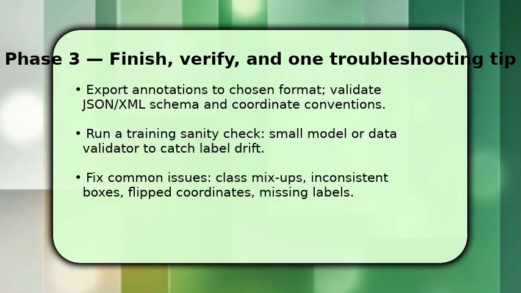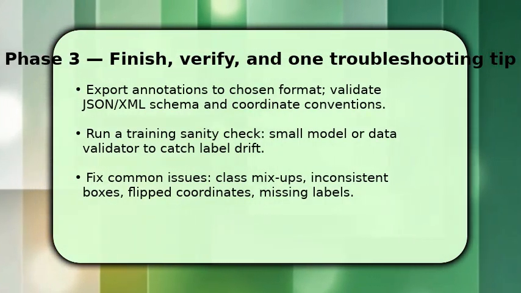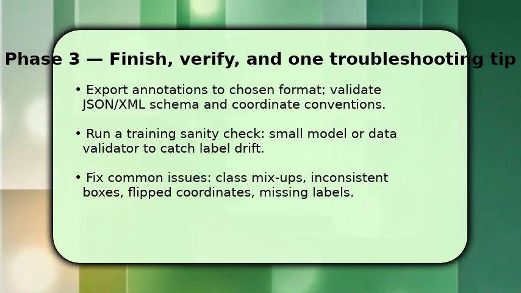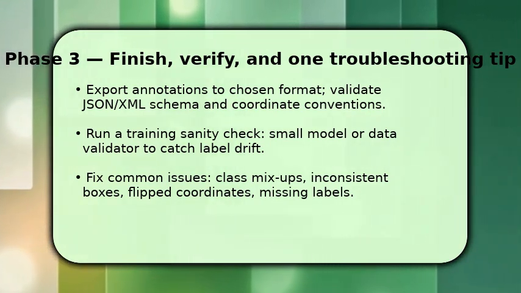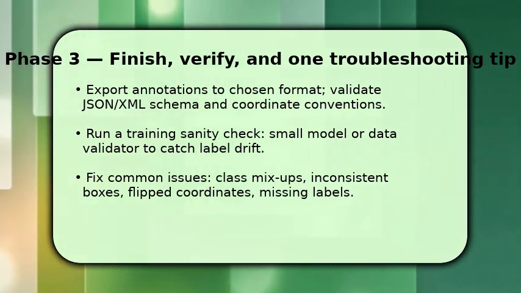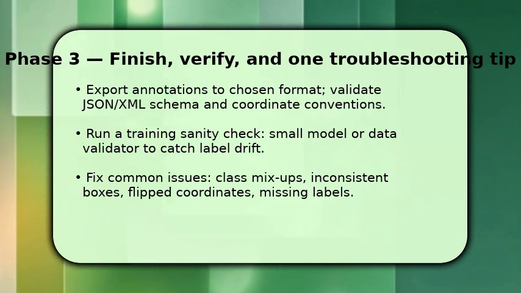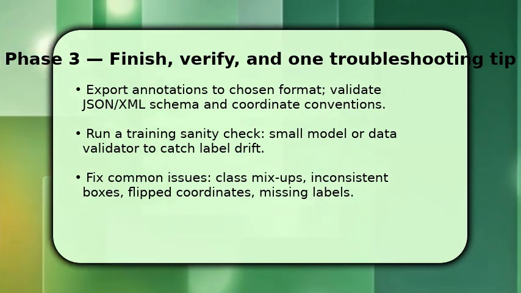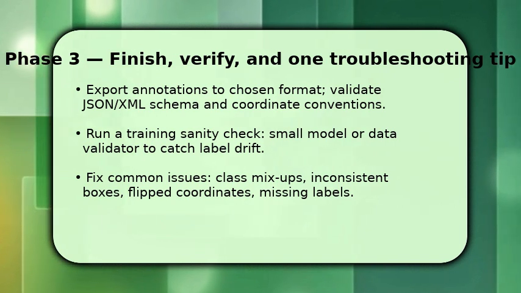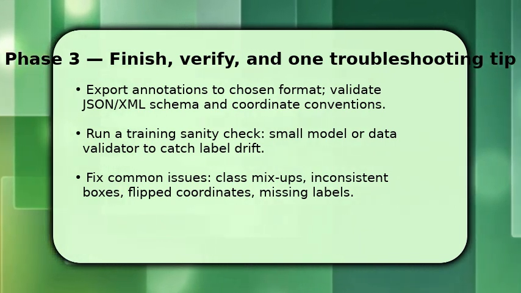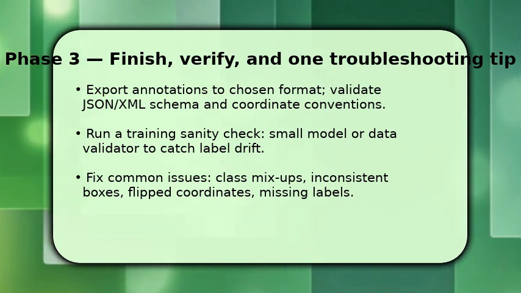Finish by exporting and validating your annotation files against the expected schema. Check coordinates, class ID, and normalization. Then run a quick sanity training run or a validator to reveal label noise or skew. If problems appear, retrace to the QA samples, correct the root rule, and reprocess affected images.